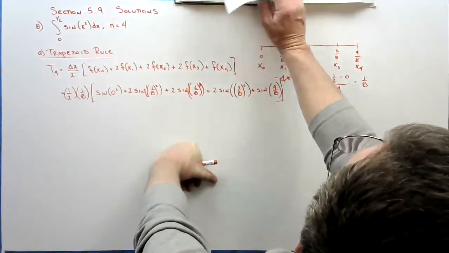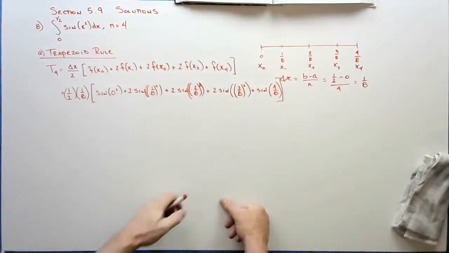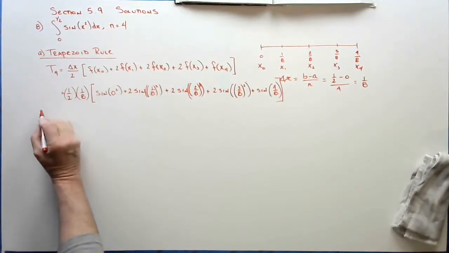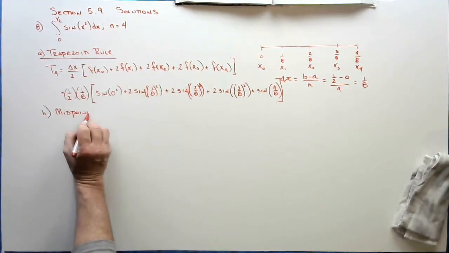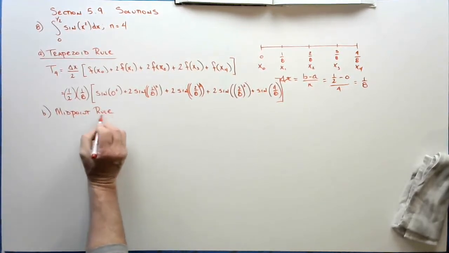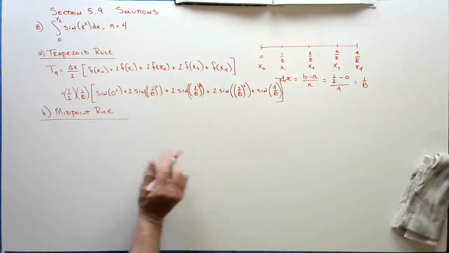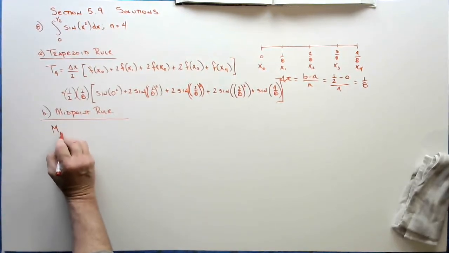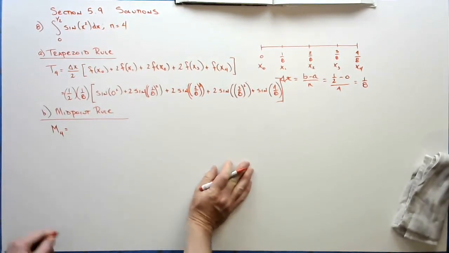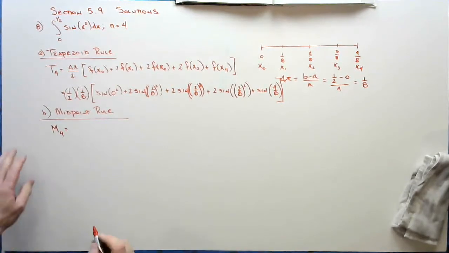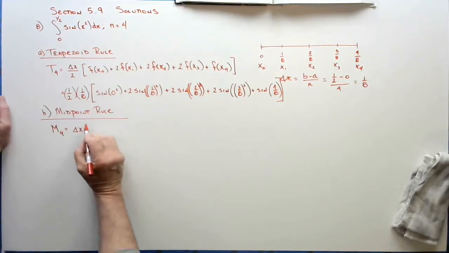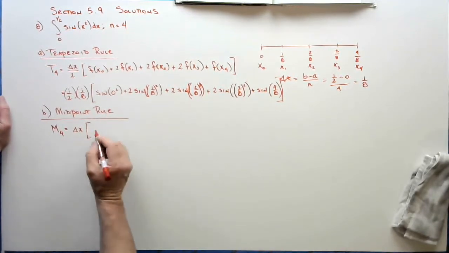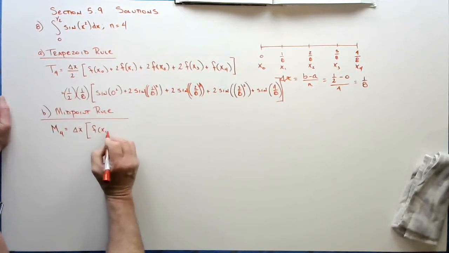Now, part B says use the midpoint rule. So in part B, you would do the midpoint rule. Now, this would be M sub 4. And our midpoint rule says we want delta x. Remember, the midpoint rule is just a rectangle. Each of our approximations is just a rectangle. The height of the rectangle is the average.